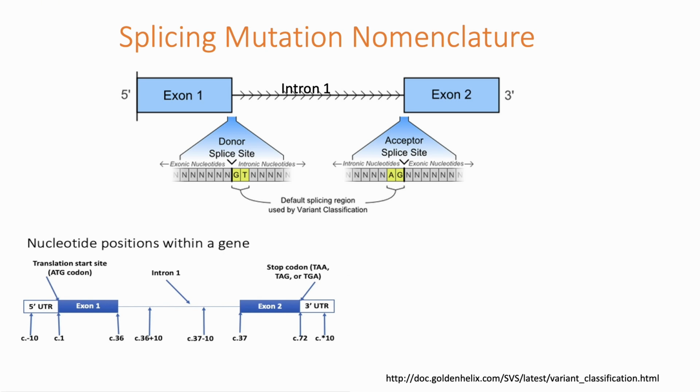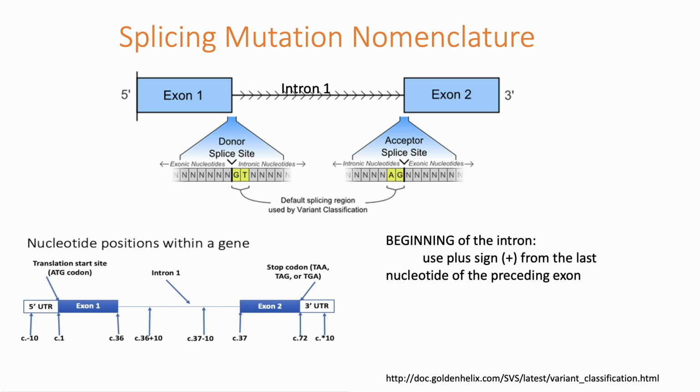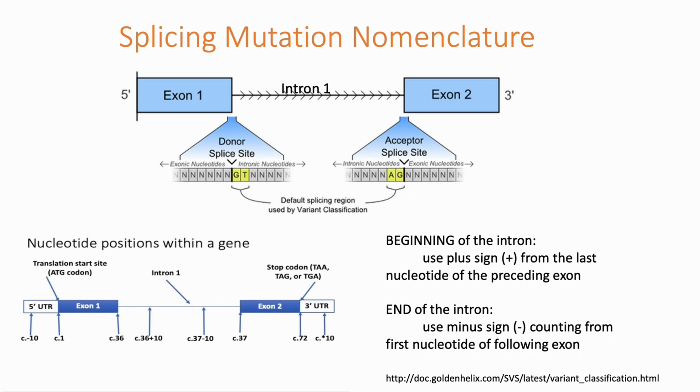Now let's take a closer look at how splicing mutation nomenclature works, specifically how we denote mutations at the beginning or end of an intron. When identifying splicing mutations, we often need to describe exactly where within the intron the mutation has occurred. To do this, we use specific symbols. For mutations occurring near the beginning of the intron, we use a plus sign to indicate the position of the mutation, counting from the last nucleotide of the preceding exon. For mutations near the end of the intron, we use a minus sign to count backward from the first nucleotide of the following exon.